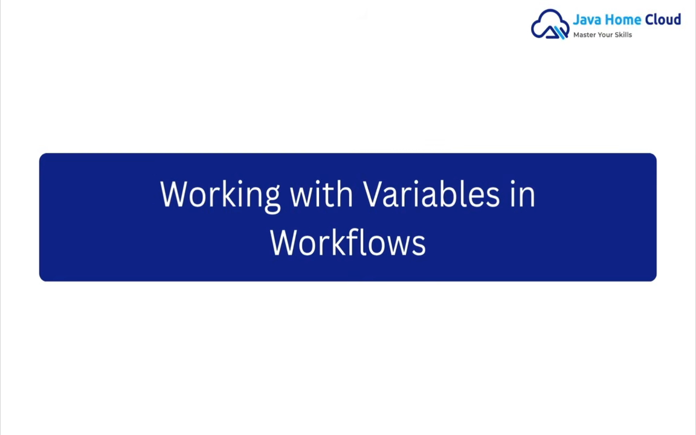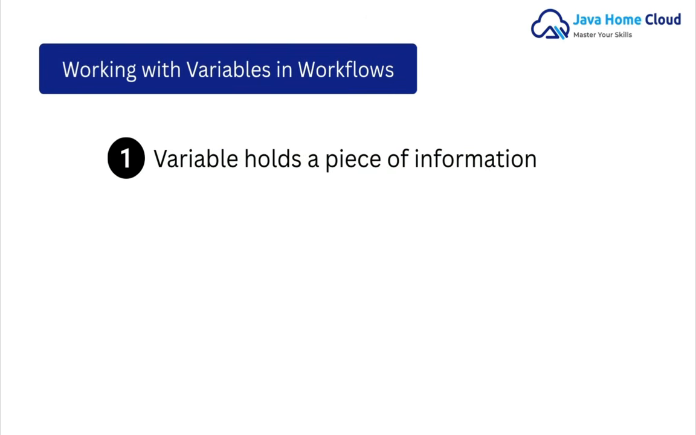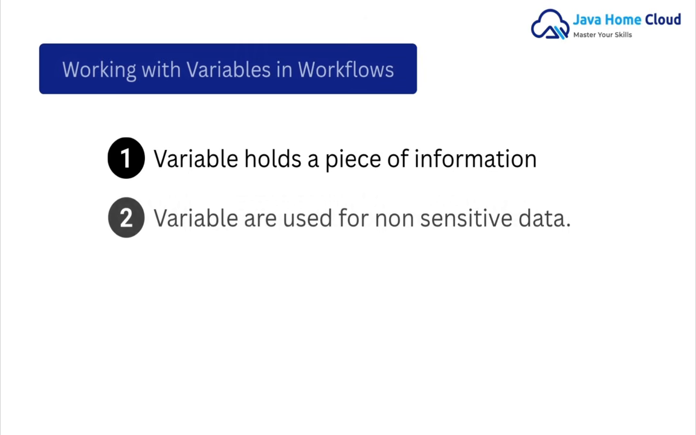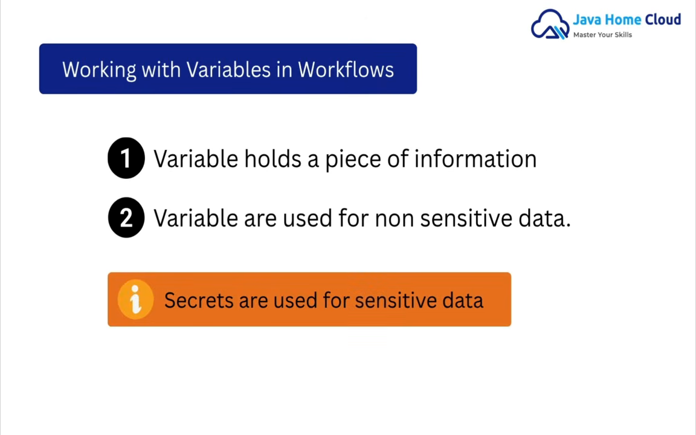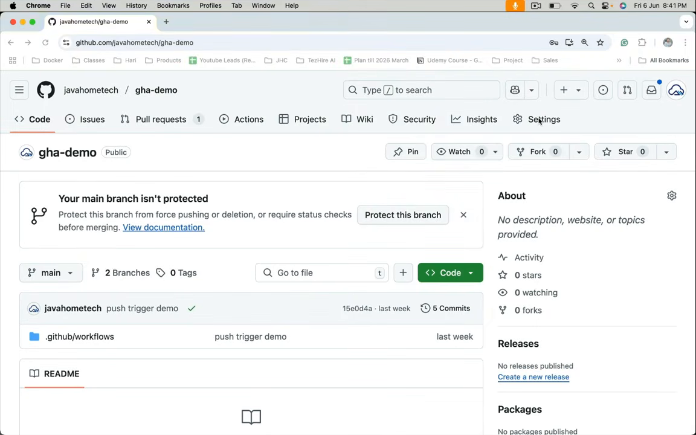Let's see how to create variables and use them in workflows. Variable holds a piece of information, or it's a configuration data, which can be used across multiple workflows in the repository. Usually we put non-sensitive data inside variables. If you want to store sensitive information like API tokens, access keys, secret keys, database passwords, we use secrets. Let's go ahead and create a variable.